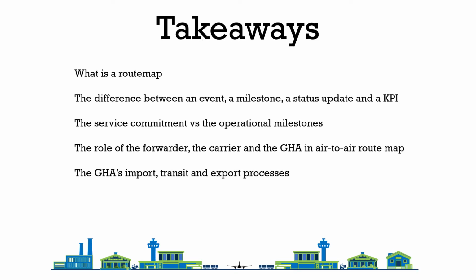In this video, we will explain what a route map is and what it is used for. Then we will look at the difference between an event, a milestone, a status update, and a KPI. We will discuss service commitments versus the operational milestones. We will look at the role of the forwarder, the carrier, and the GHA in the air-to-air process. And finally, the GHA's import, transit, and export processes.